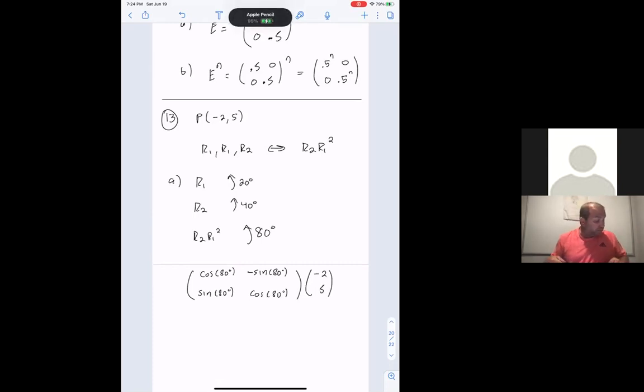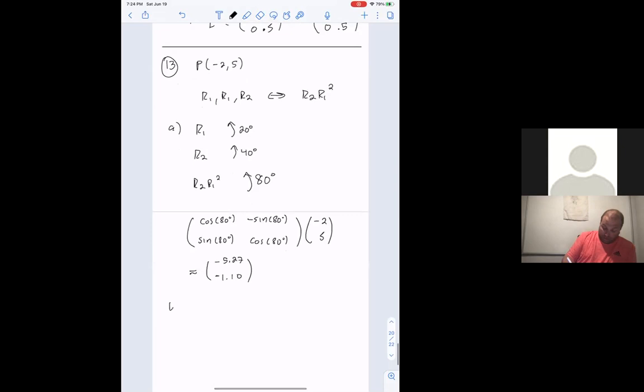And this one seems like it might be a calculator problem. 80 degrees is not a nice number in terms of trigonometry. So let's make sure we're in degree mode. And we do -2 times cosine 80 degrees minus 5 sine 80 degrees. So this takes me to approximately -5.27. Then -2 sine 80 plus 5 cosine 80, and I get -1.10. So that's where I end up approximately.